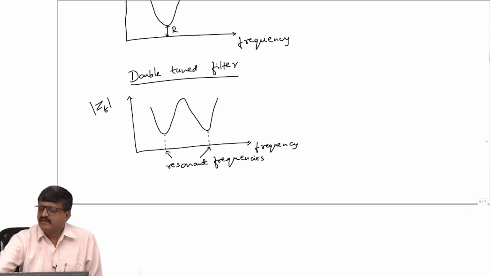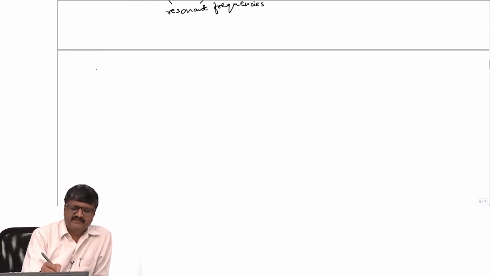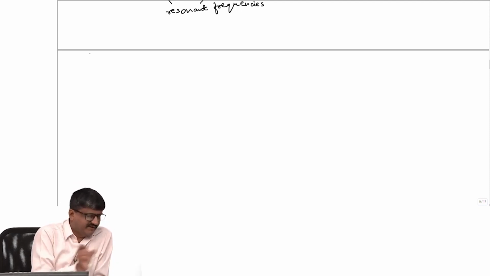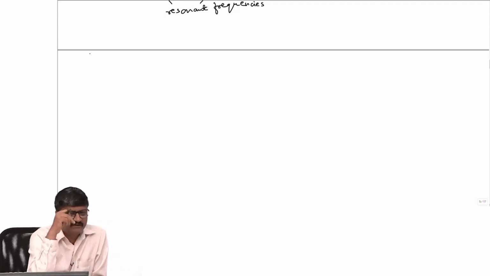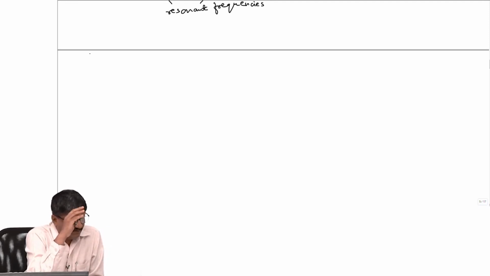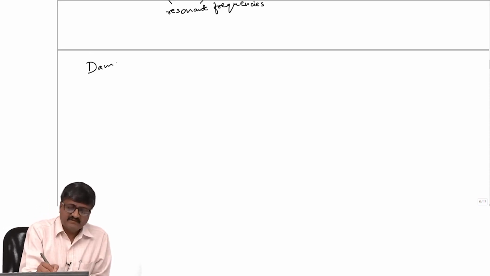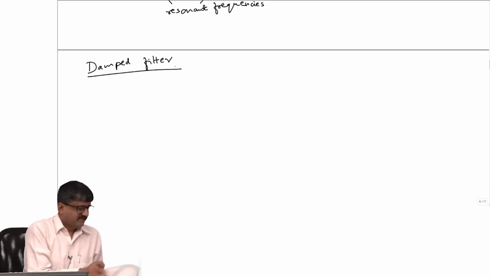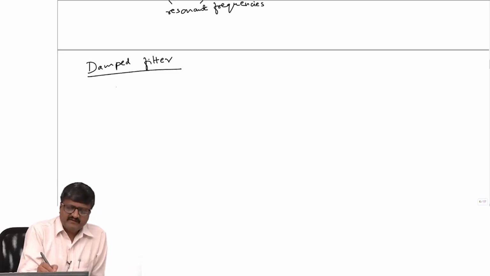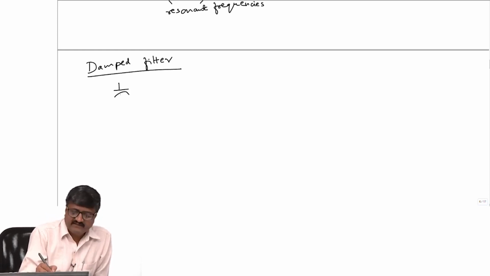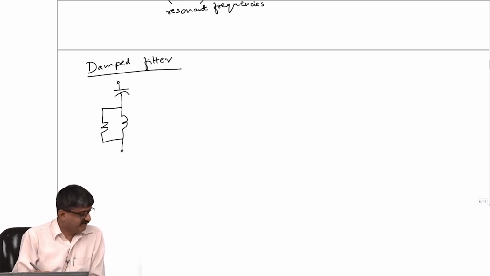But when more than one frequency is to be damped, I can't be using only tuned filters. So, instead of using many tuned filters, we will restrict our number of tuned filters and use another filter called a damped filter. It is a high pass filter, that means all the high frequencies will pass through it. A damped filter has a capacitance, an inductance and a resistance connected across the inductor.